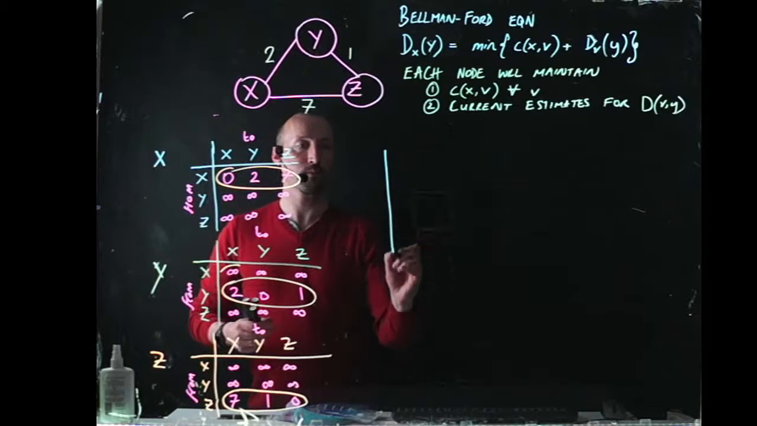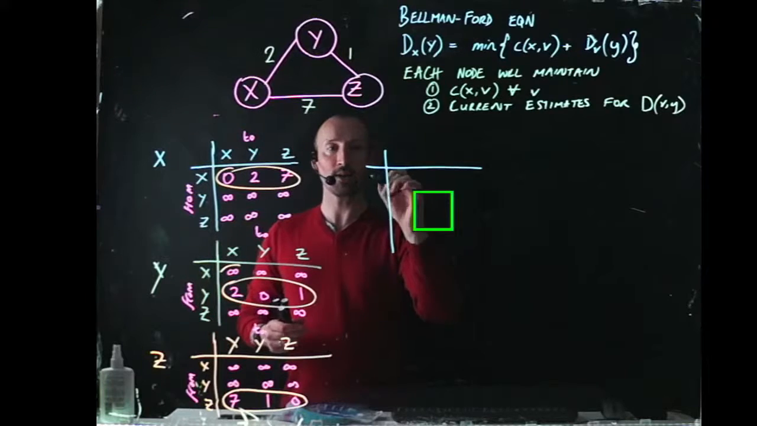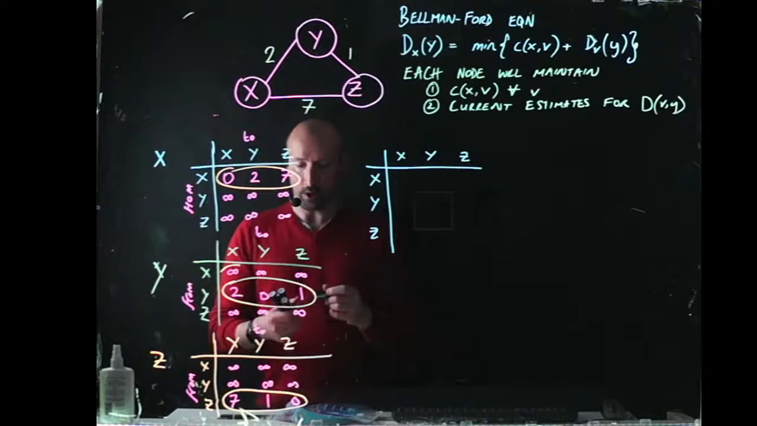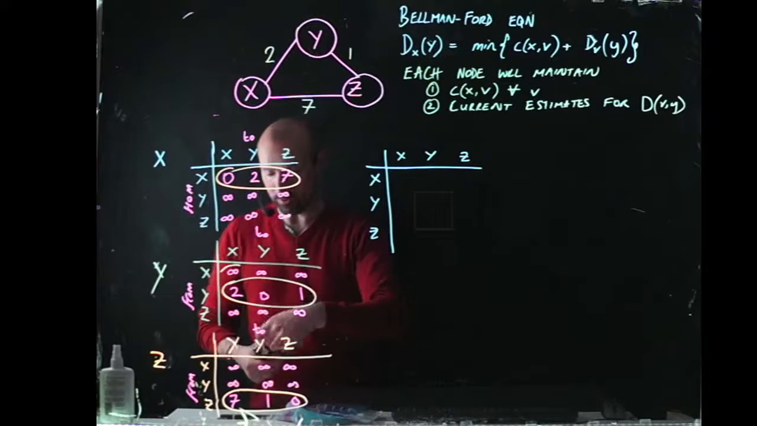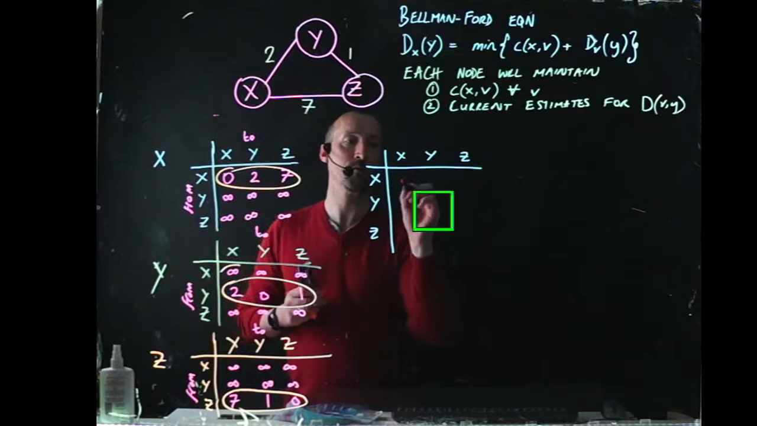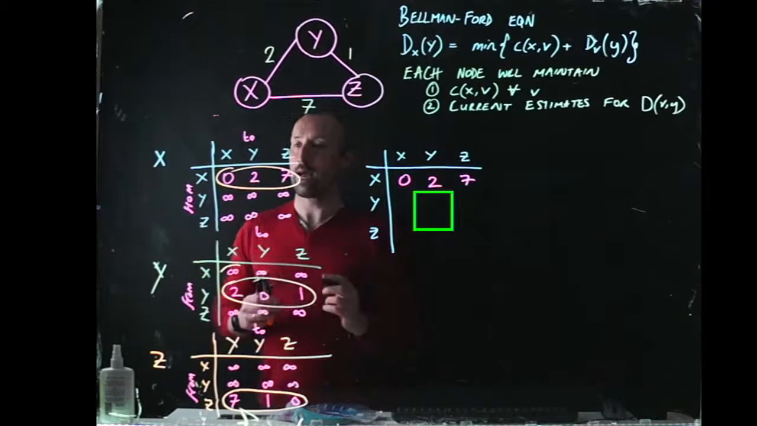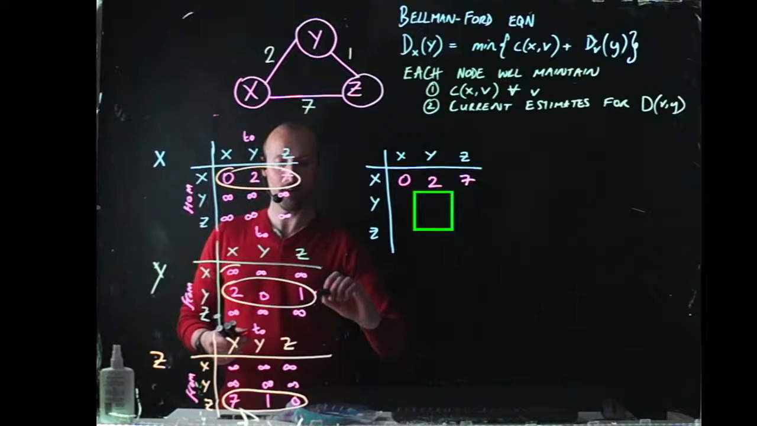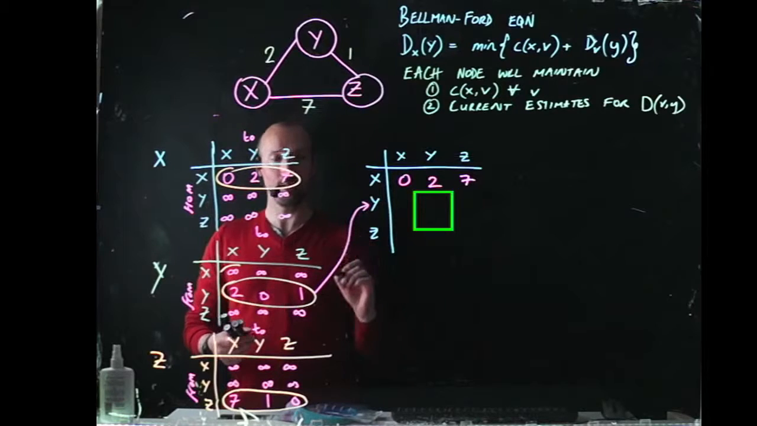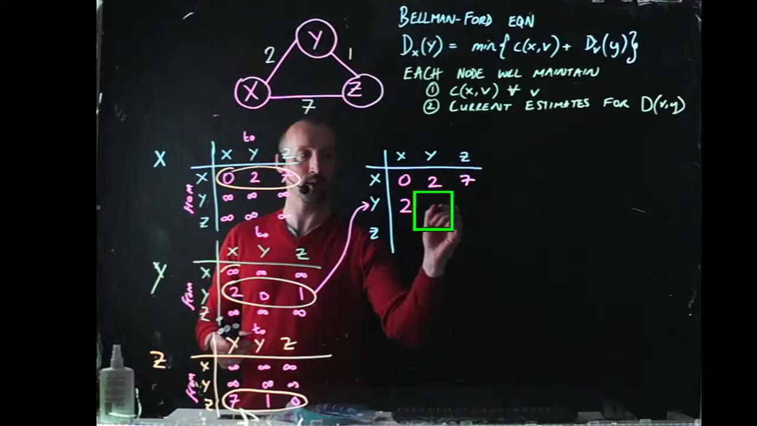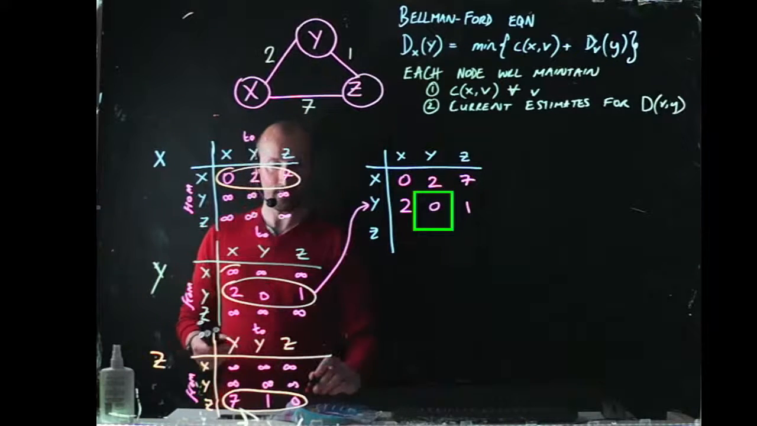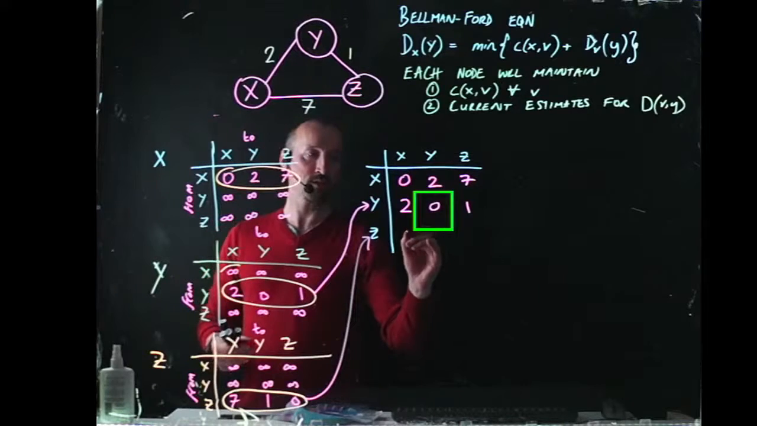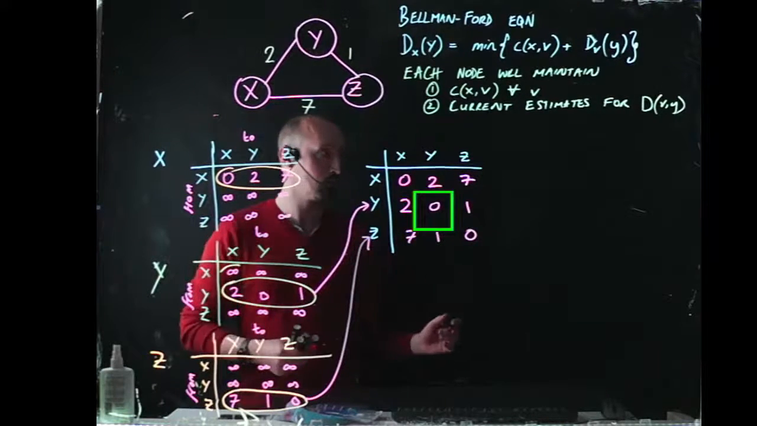So here we are again for x, y, z, x, y, z. We already have this value here, 0, 2, 7 in here. Now we're going to receive this information from y, telling us about y's costs, so we can write those values in: 2, 0, 1. And from z we get information, which is 7, 1, 0.